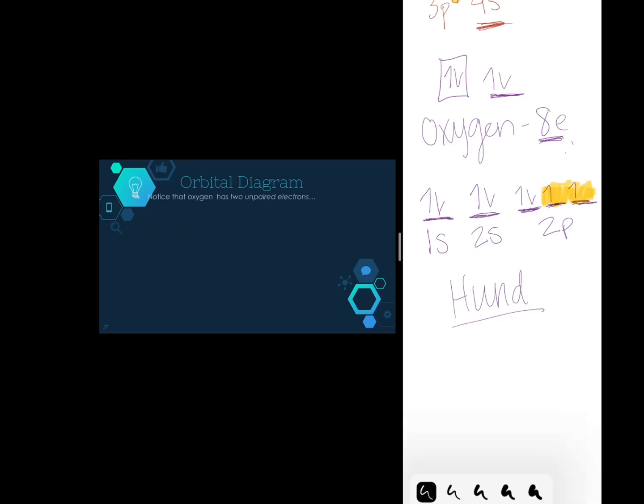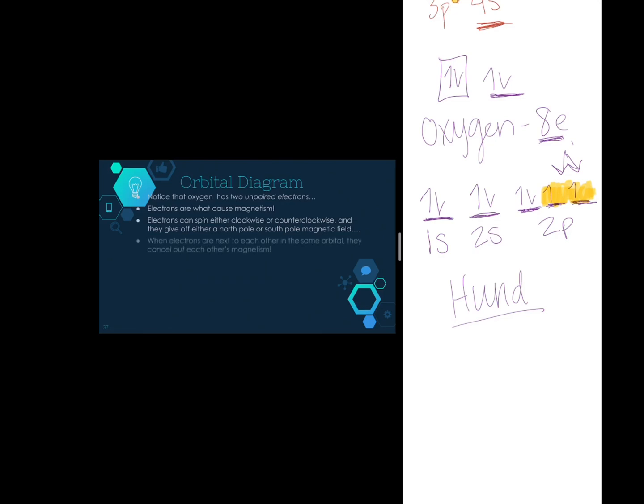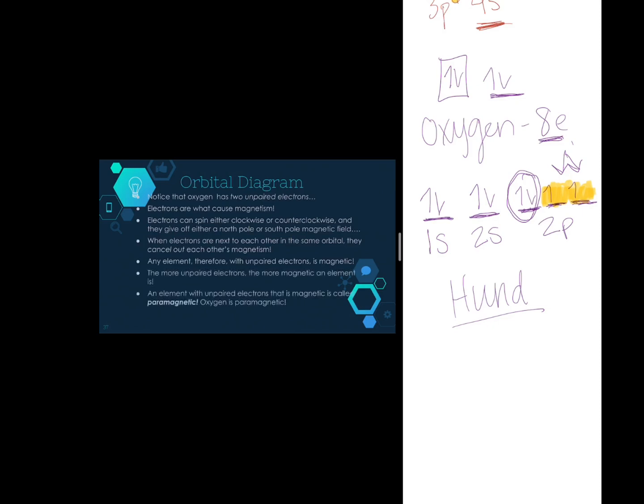Okay. Also, notice that oxygen has these 2 unpaired electrons. That causes magnetism. So anytime there's electrons that are not paired up, that's going to cause magnetism. They're spinning clockwise or counterclockwise, and then they give you either a north pole or south pole magnetic field. When electrons are next to each other, like this, in the same orbital, that magnetic field will cancel out. So any element with unpaired electrons is going to be magnetic. This is called paramagnetic. So if it's magnetic in any way, it's just going to be called paramagnetic.